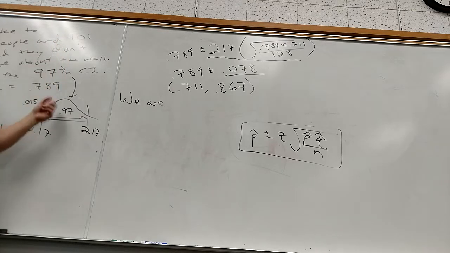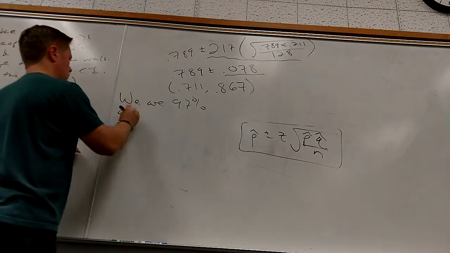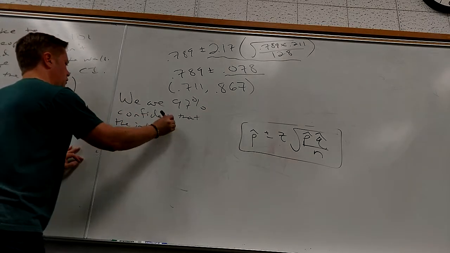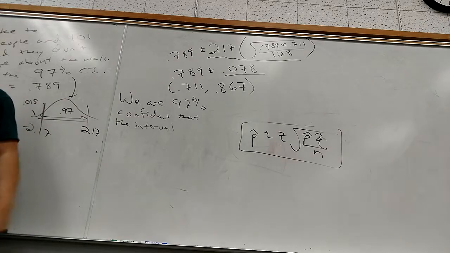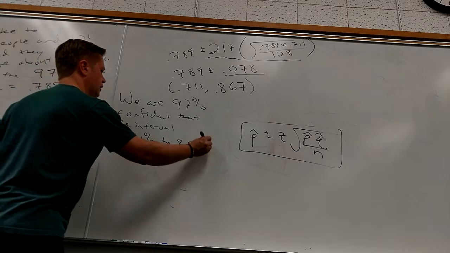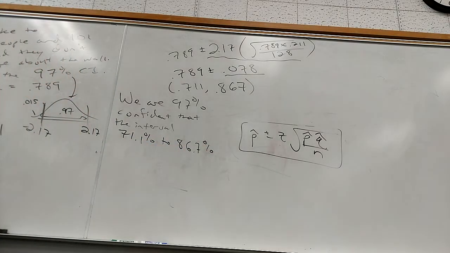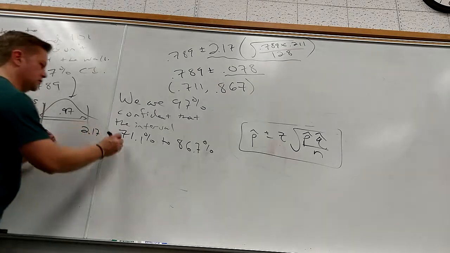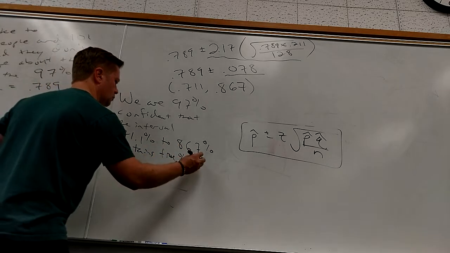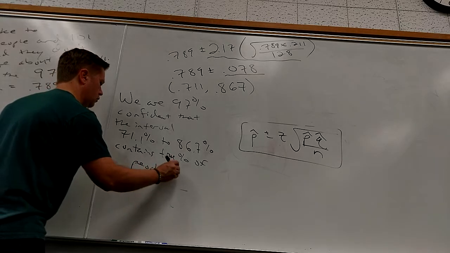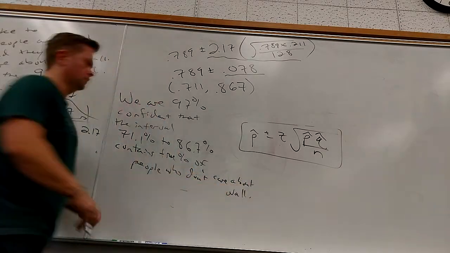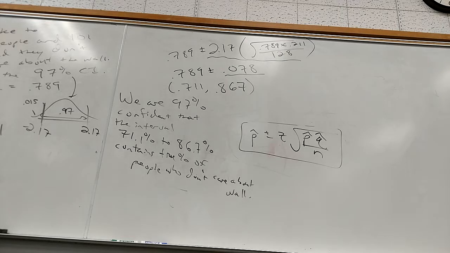So we are 97% confident, what? Now here's the question I would ask: what are the units on this? Convert them to percentages, that's the units. But the interval, 71.1% to 86.7%, does what? Contains the true percentage. I call it true percentage, you can call it population percentage. True percentage of people who don't care about the world. Gotta keep those polluted dolphins out.